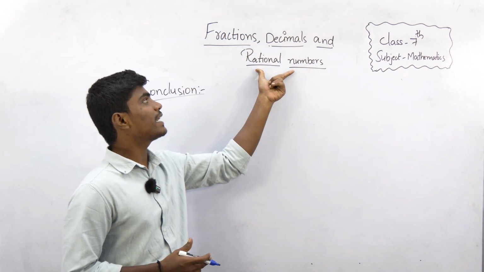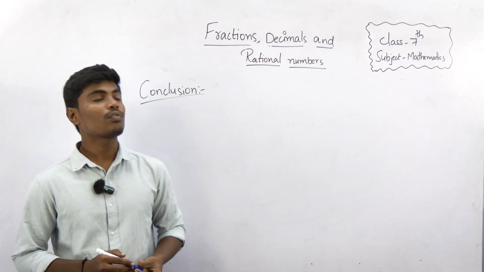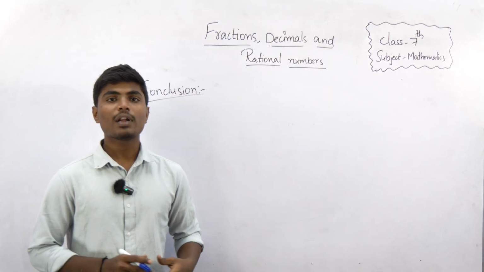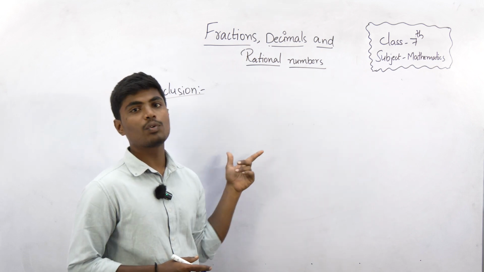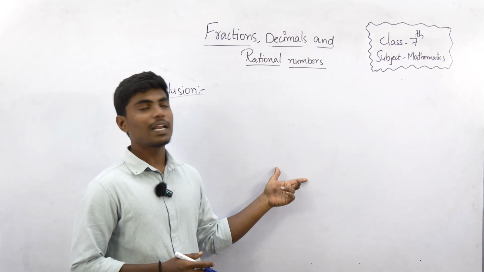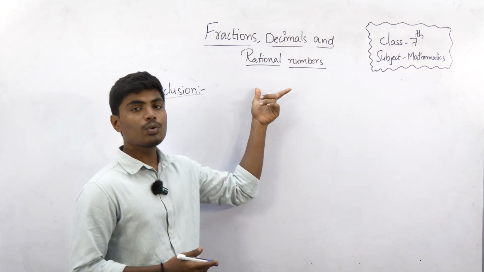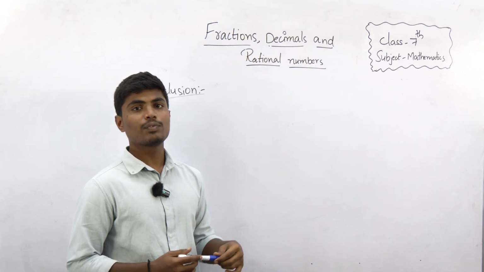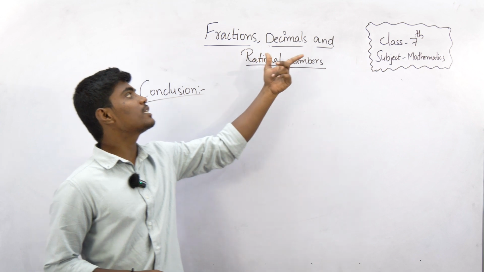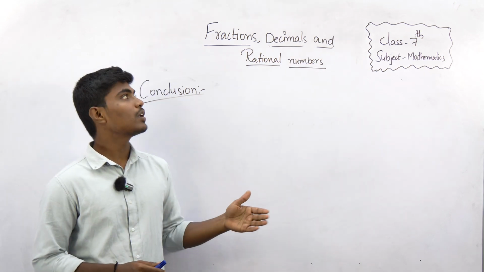And coming to rational numbers, we came to know what rational numbers are, what equivalent rational numbers are and how to represent them on the number line, and we have also learned how to write equivalent numbers. With this, our chapter on fractions, decimals and rational numbers is closed.